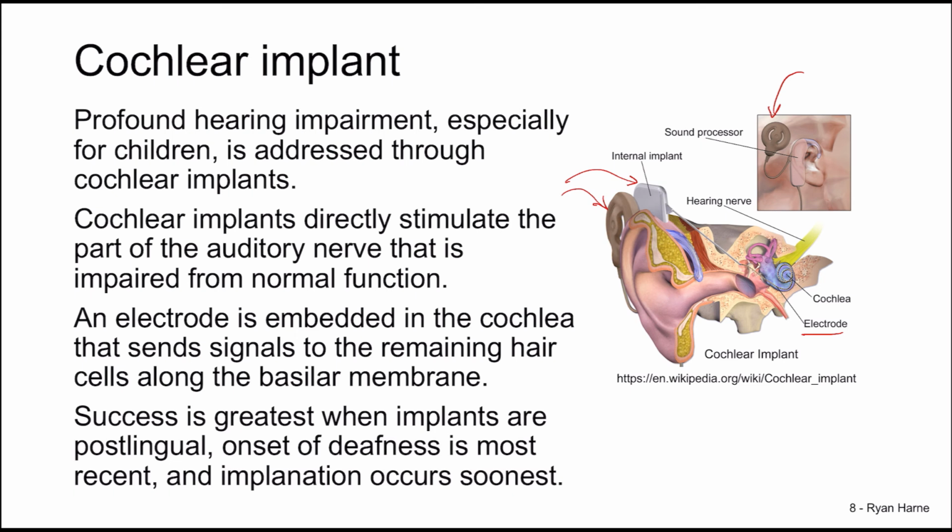The success of cochlear implants has been remarkable, yet it is most successful when the implants are postlingual. In other words, when deafness occurs after language has developed in the patient. It's also most successful when the onset of deafness is most recent. In other words, the cochlear implant is applied shortly after deafness occurs. And it is most successful when the implantation occurs soonest for the patient, for instance, for children who are extremely young.